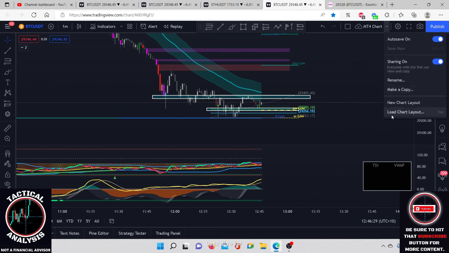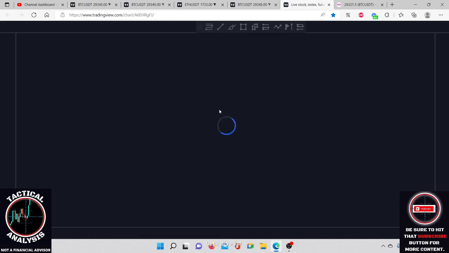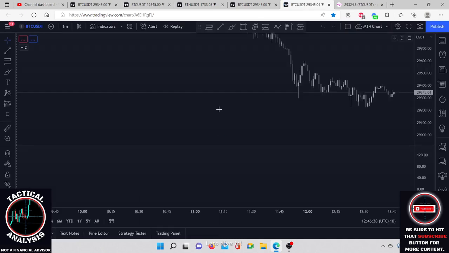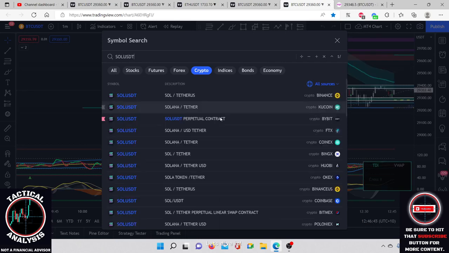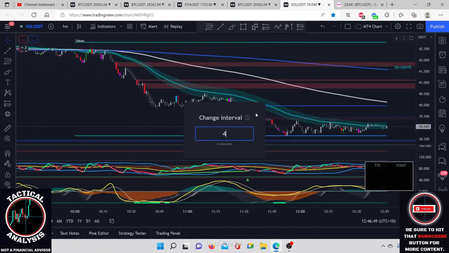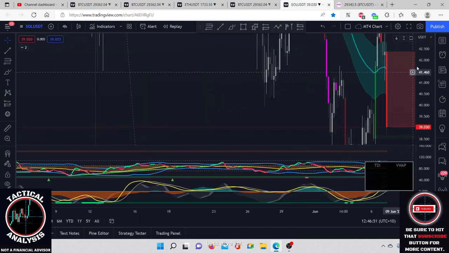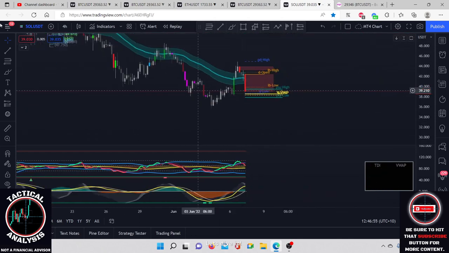Let's open up another chart layout. Let's take a look at Solana. Let's go SOL USDT. Get some extra percentages going for Solana. All right, let's see. Price action probably very similar to Bitcoin. Let's go to the 4 hour and take a look at where we stand. Look at that. Coming on down, okay? Look at this, guys.